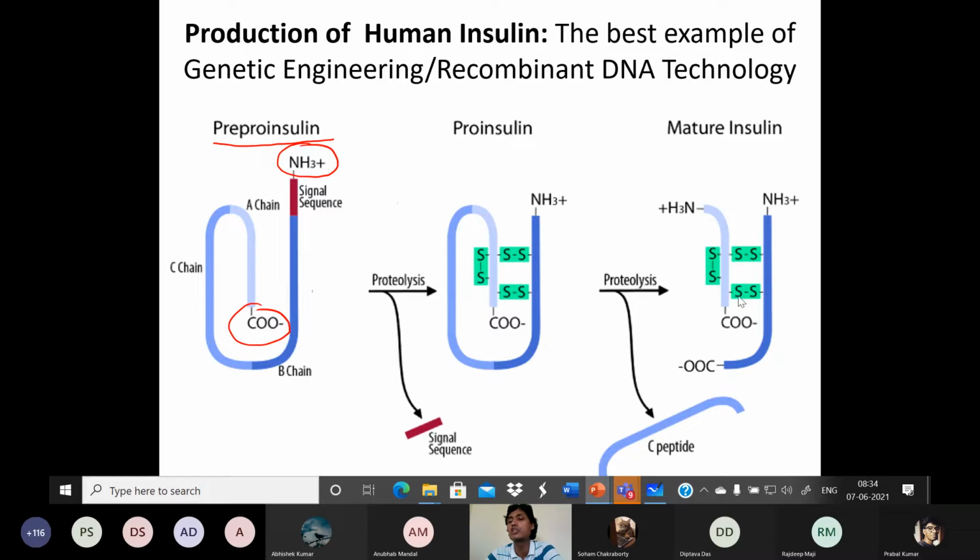And now this is the mature insulin, and here you can see this insulin has the activity. It can help to transport glucose from outside the cell to inside the cell.